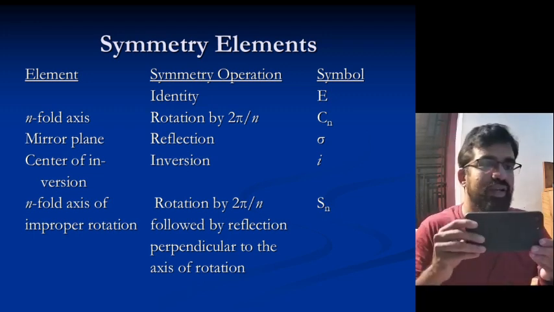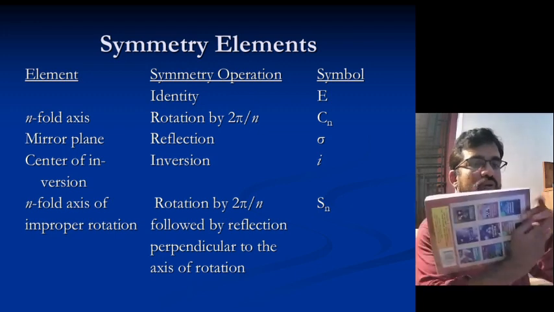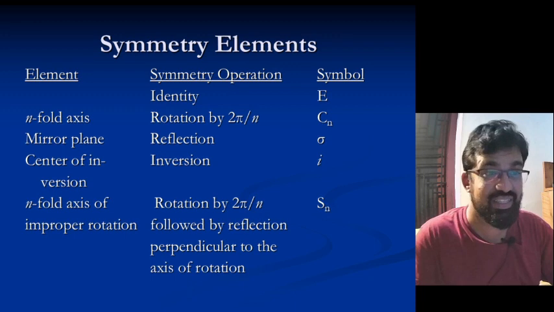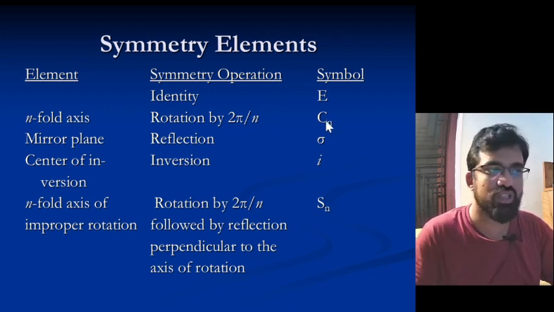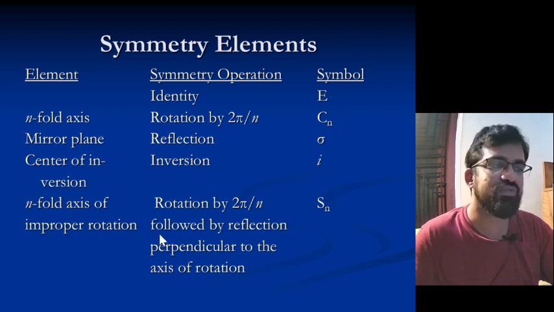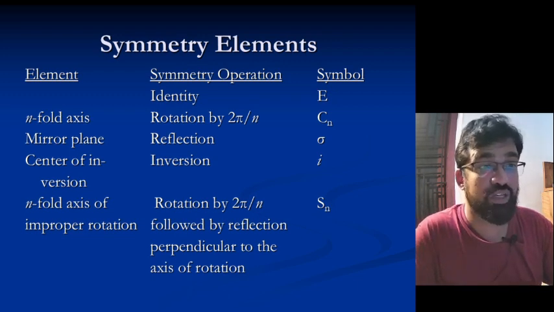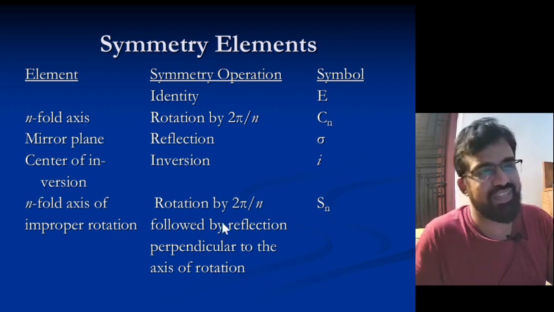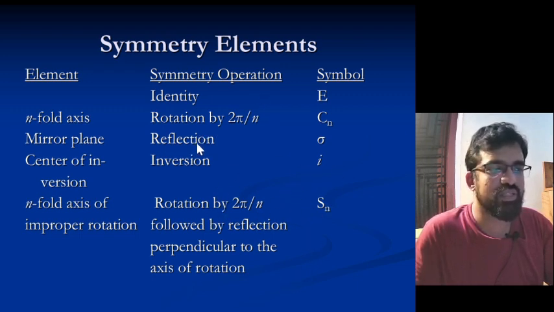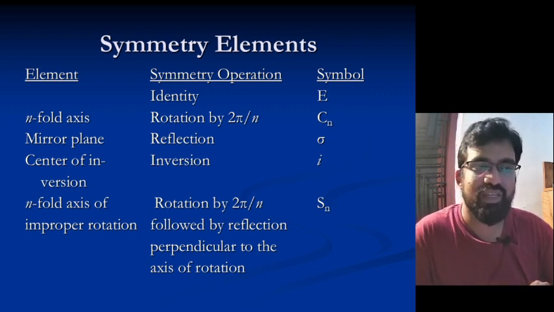For example, suppose this is a plane. When I rotate this about 180 degrees, it appears to be the same. That is, the object has a C2 axis. Reflection is denoted by sigma, and inversion is denoted by i. There is one more, reflection followed by rotation, denoted Sn, an improper axis of rotation. The improper axis of rotation and inversion can also be obtained from these two operations, reflection and rotation. In the first slide I told you that the symmetry operations can be determined with the help of reflection and rotation.